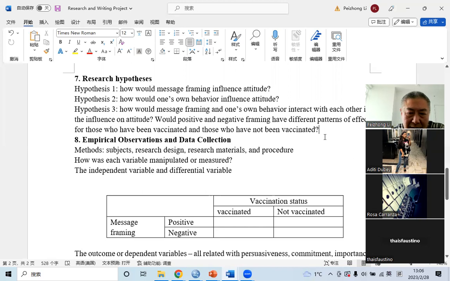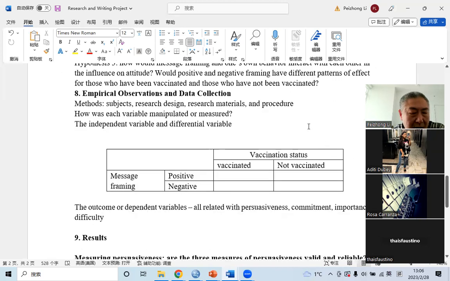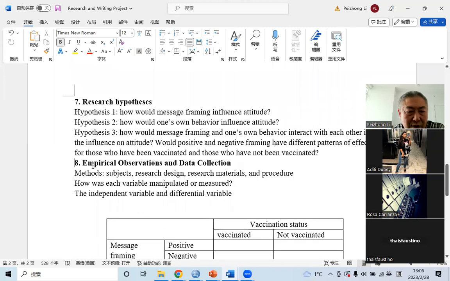And this is your prediction. After you have made the prediction, you are ready to test the prediction. The prediction will tell you how to do the study. And then the next part is the empirical observation.